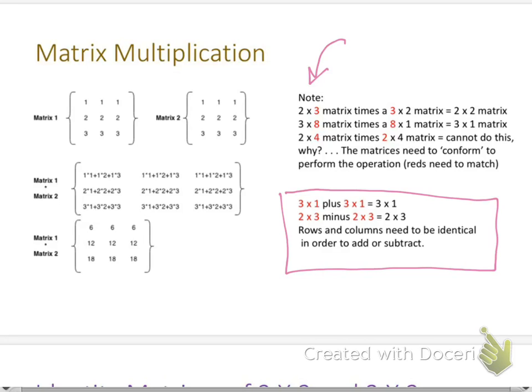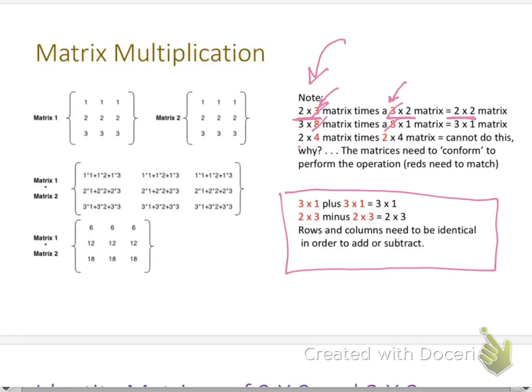So you can take a 2 by 3 matrix and multiply it by a 3 by 2, and the result's going to be a 2 by 2. See how the red have to be the same in the middle there? And the result is that they kind of cancel and you get a 2 by 2. Okay, you can take a 3 by 8 and multiply it by an 8 by 1, and the result's going to be a 3 by 1.